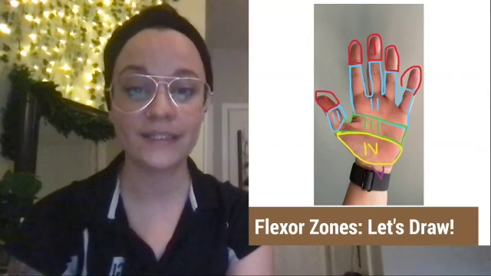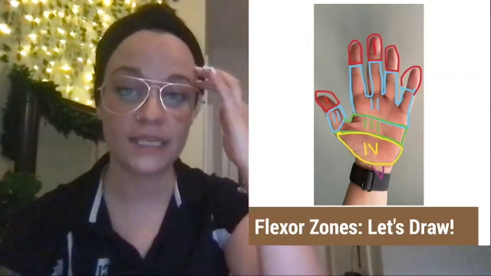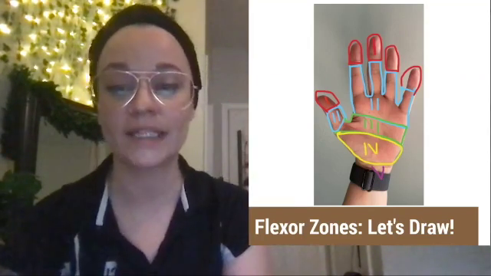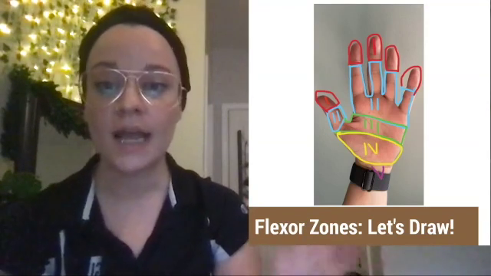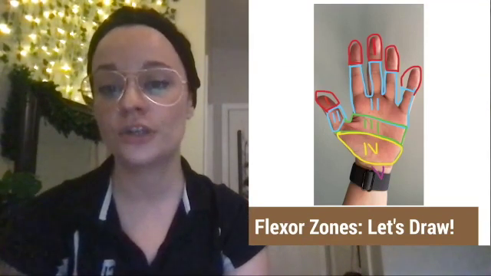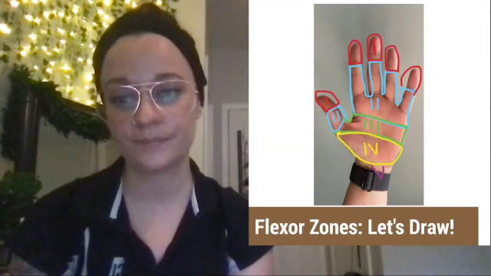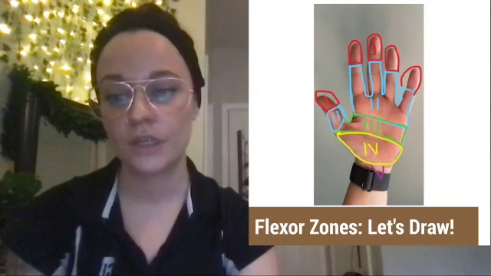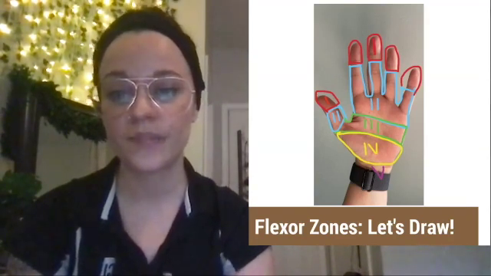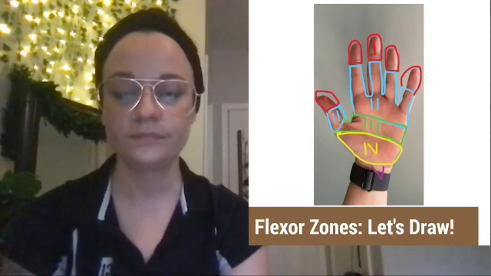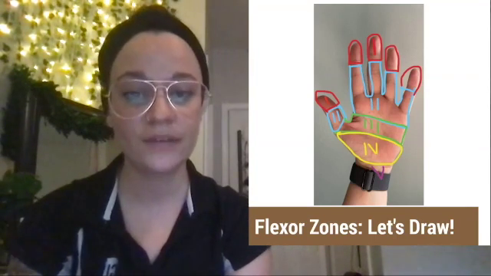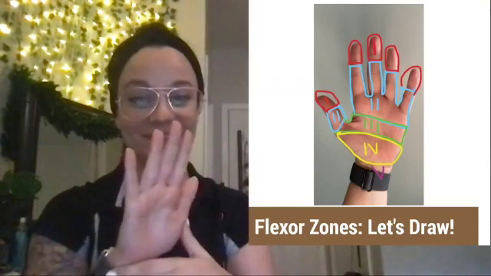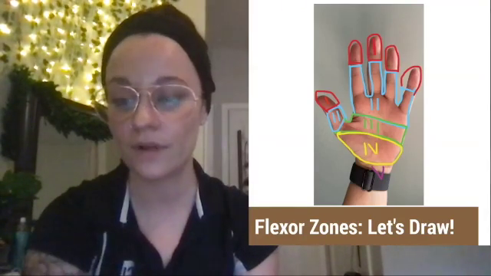I also want to point out that today we are going to be focusing on zones 2 and 3. So when I get to the flexor tendon protocol, I'm specifically talking about zones 2 and 3. So go ahead and pause the video and draw that on. I think it's pretty self-explanatory. Again, 1 to 5 goes this way, but it is helpful.